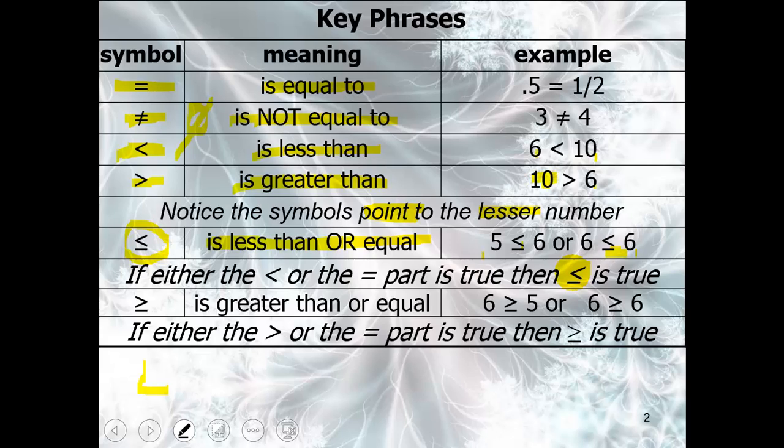All right, and then this symbol, the greater than symbol with a line under it, is greater than or equal. 6 is greater than or equal to 5. Right? 6 is greater than 5, so that's true. Or 6 is greater than or equal to 6. 6 is equal to 6, so it's true. If either the greater than or the equal part is true, then the whole inequality symbol is true because it's an or situation.